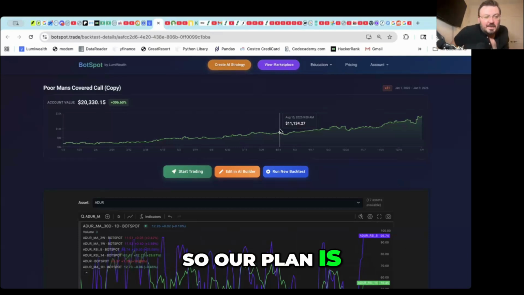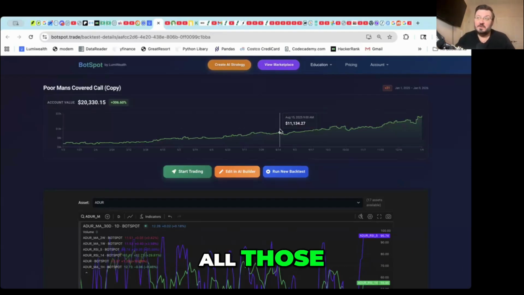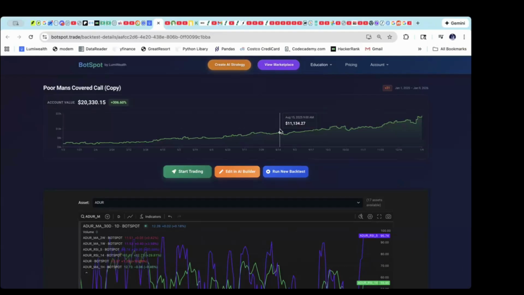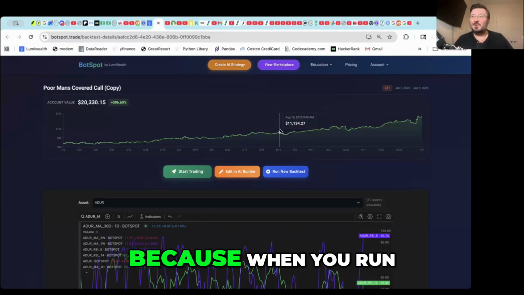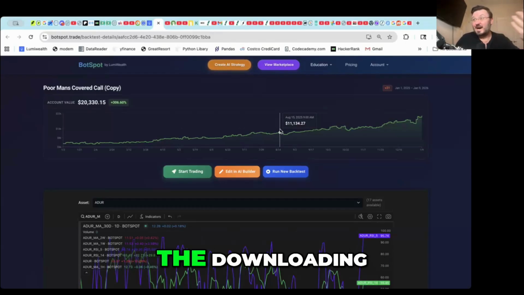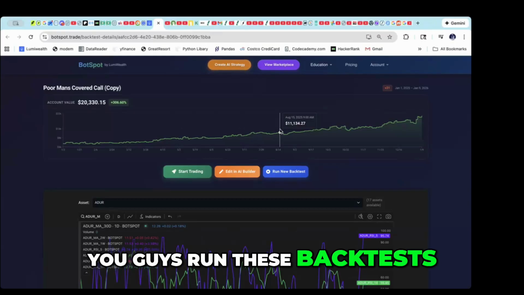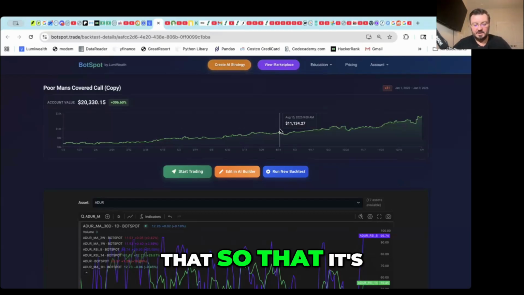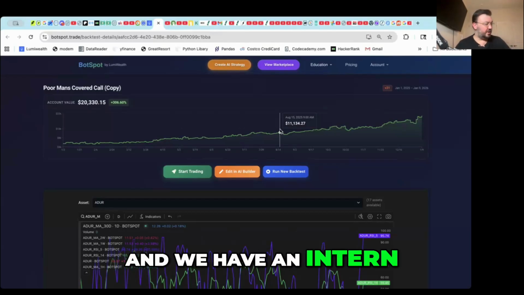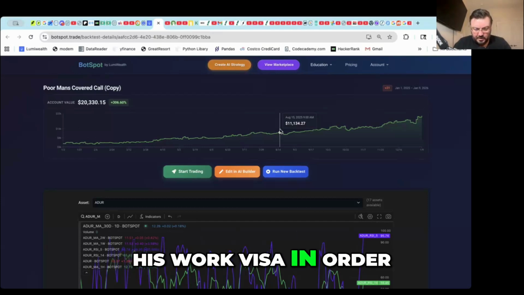So our plan is to make a runner that just downloads stuff constantly on all those, right? But as of right now, you guys are kind of doing it for us, because when you run this strategy, it basically does the downloading, right? So in some ways, when you run these backtests, it's actually helpful because it fills up our cache. But I'd like to make that an automated process soon. And we have an intern, a kid from Carnegie Mellon, really smart, that's going to be helping us out with this. We just got to get his work visa in order.